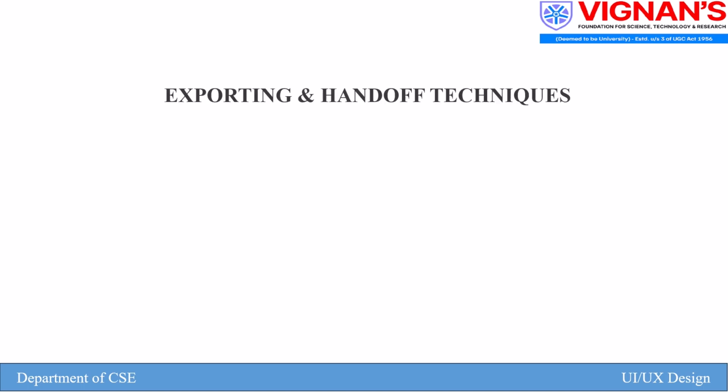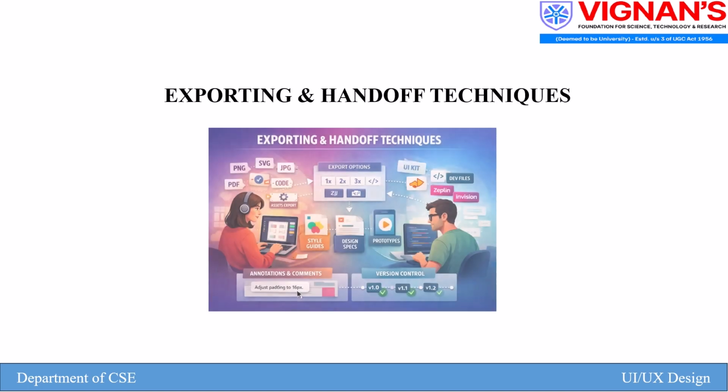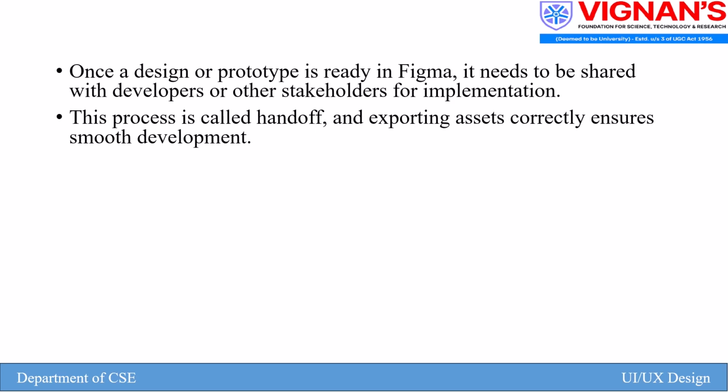Now let's look at exporting and handoff techniques, an essential step in turning design into a real product. Once a design or prototype is ready in Figma, the next step is to share it with developers or stakeholders for implementation. This process is called handoff. It ensures that everyone involved clearly understands how the design should be built and function in the final product.